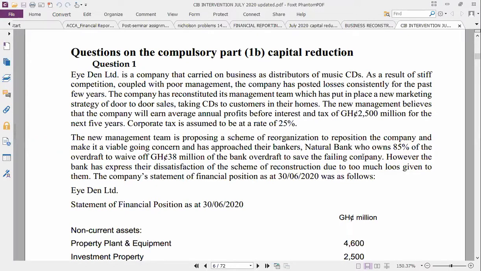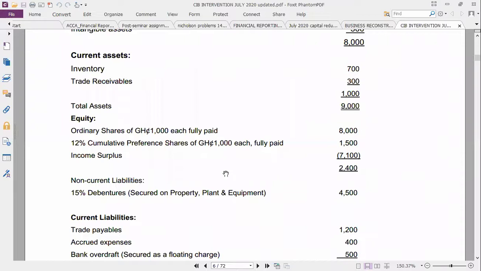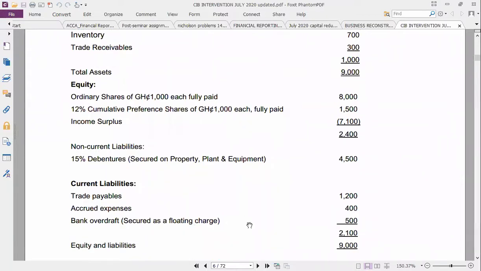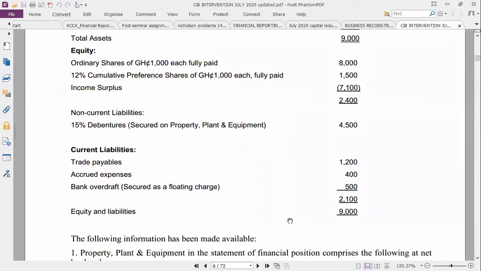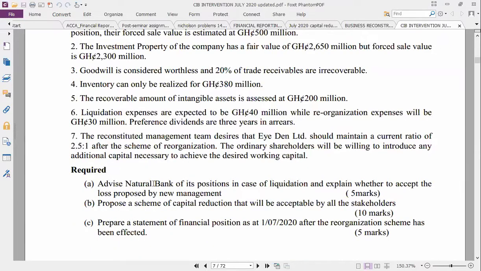bank overdraft. That means here you have to work out 85% of the overdraft. In the same position too, the bank overdraft here happens to be 500. So 85% of this will be around 450 or so. Then if you go to the requirements, they say advise Natural Bank of its position in case of liquidation and explain whether to accept the loss proposed by the new management, for 5 marks.